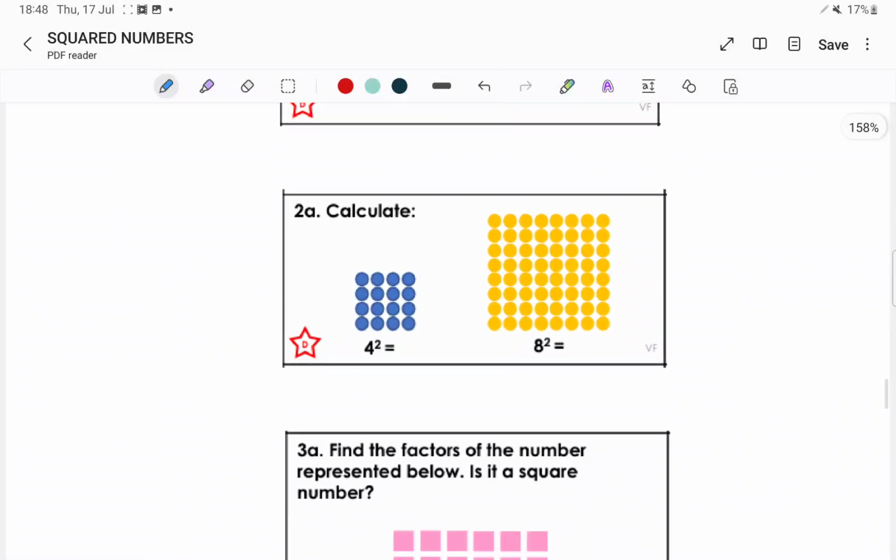Next question is 4 squared. As I said, 4 squared means 4 by 4, not 4 by 2, and that is equal to 16. 8 squared means 8 by 8. It means there are 8 squares by 8 squares. So 8 is row wise, 8 column wise. So it is 8 by 8. Sorry, this is row wise and these are the column wise. So 8 by 8, which is 64.